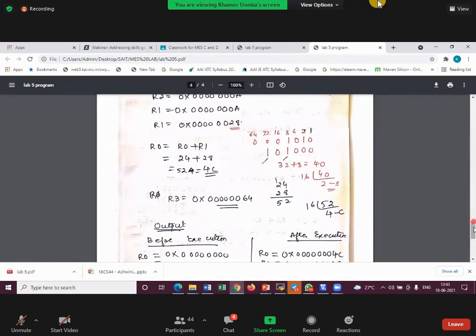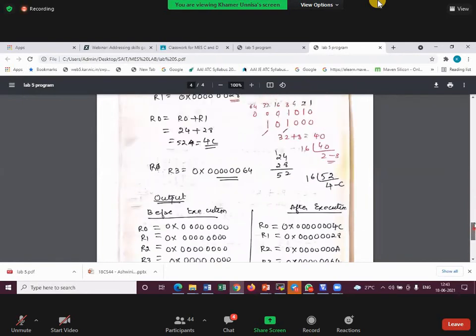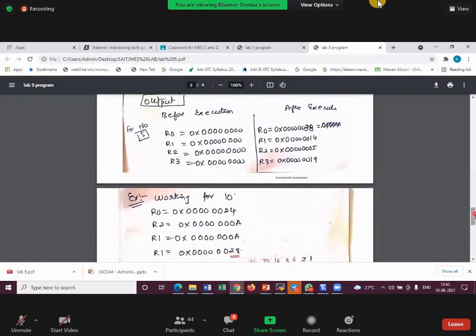So similarly, you have to perform over here before and then also after execution. This is the output and this is the working. Make sure output should come first and working should come next. All this has been told for you.